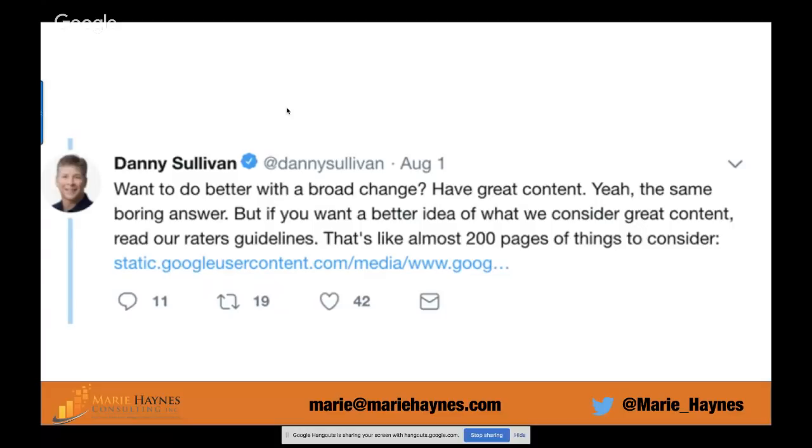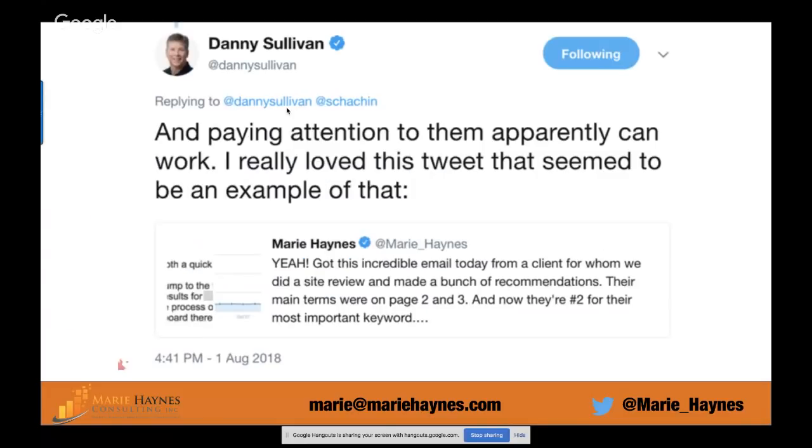And then going to the August 1st update, Danny Sullivan did the same thing when people asked, how do I recover from an algo hit? He said, have great content. But he also pointed out that if you want to know how to have great content, you should be reading the Quality Raters Guidelines.